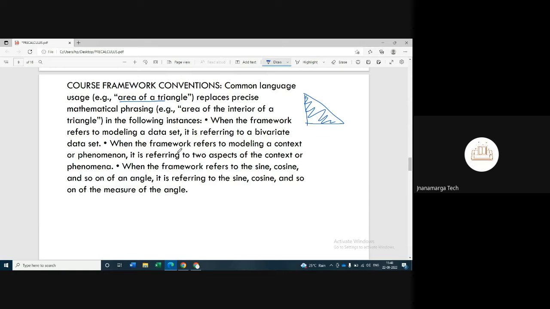When the framework refers to modeling a context or a phenomenon, it is referring to the 2 aspects of the context or phenomenon. We are talking about the 2 aspects. We are not talking about anything other than that.